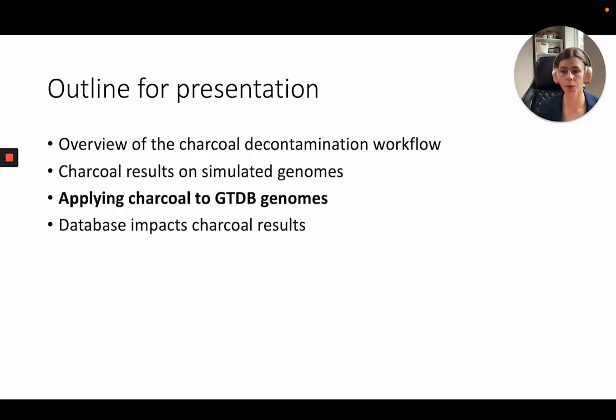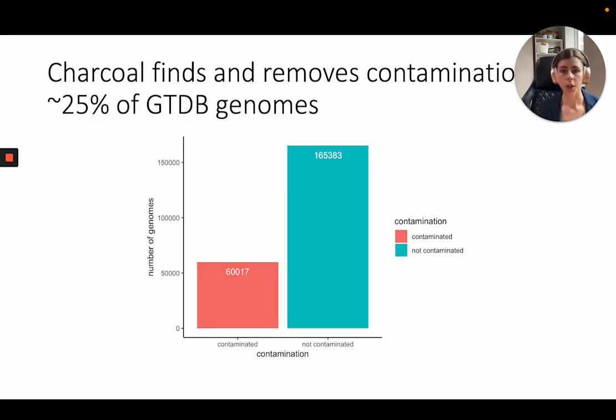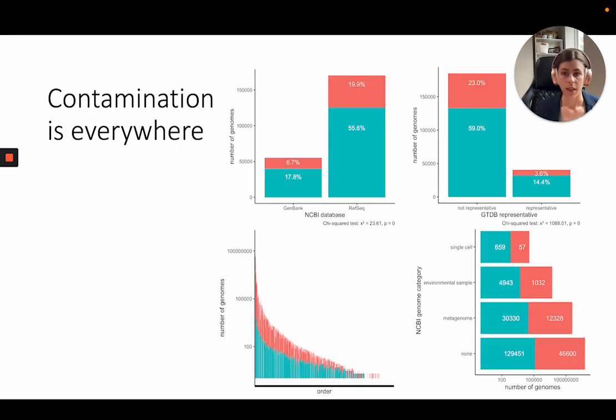Okay, so what happens when we apply charcoal to the GTDB genomes? Charcoal removes contamination from about 25% of the genomes in GTDB. This contamination is really distributed across all of the genomes. So it's in both the GenBank, RefSeq, representative, and not representative, although the representatives are less likely to have contamination, which is good. It occurs across basically all of the orders that are in the GTDB.